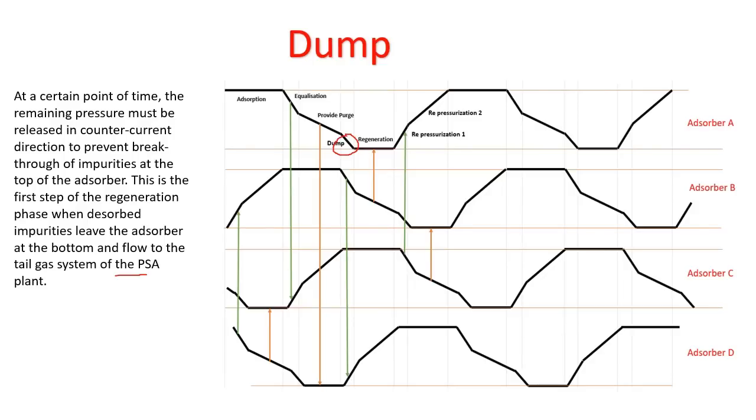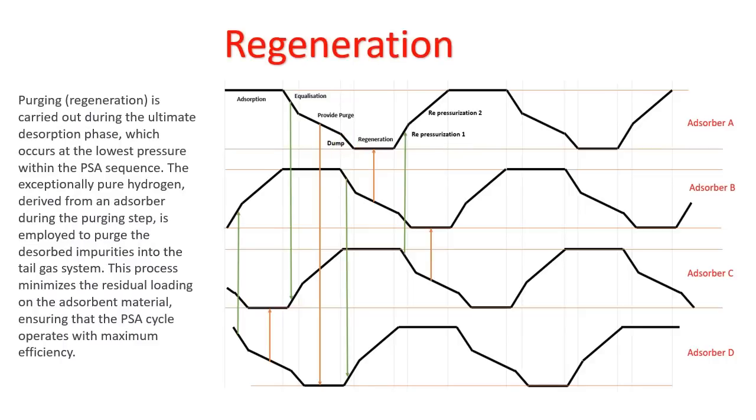After the dump state, the next step is regeneration, also known as purging, and it is carried out during the ultimate desorption phase, which occurs at the lowest pressure within the PSA sequence. The exceptionally pure hydrogen derived from an adsorber during the purging step is employed to purge the desorbed impurities into the tail gas system. This process minimizes the residual loading on the adsorbent material, ensuring that the PSA cycle operates with maximum efficiency.